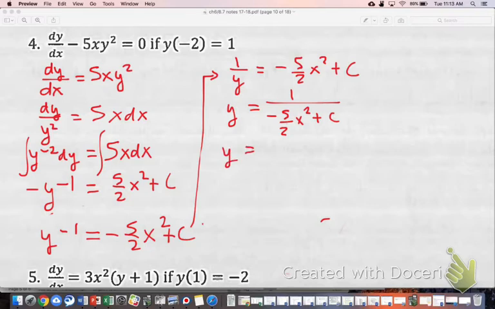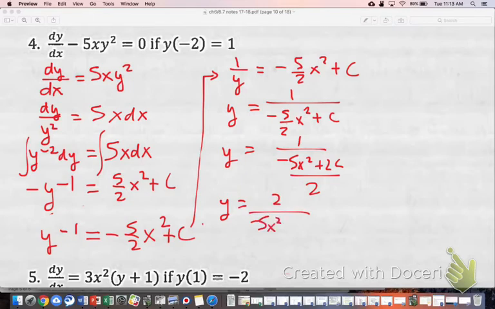Because are we talking about the same C? We could be talking about different C's. So, yeah, if you had 1 over negative 5x squared plus 2C over 2, we still don't like that because, like you said, I don't like fractions. So then you maybe could write y equals 2 over negative 5x squared. And are you going to call that 2C, or are you going to call it C? It really doesn't matter as long as you stay consistent.